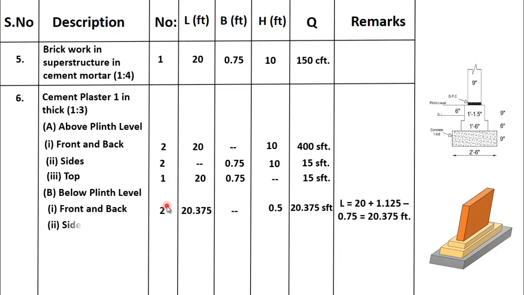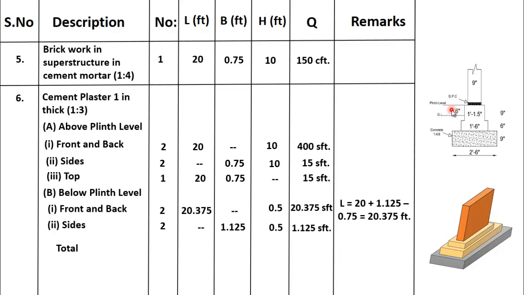Now we will calculate quantity of plaster work for sides. This side and the opposite side, there are two sides. Length is skipped. Width of the side is 1.125 feet and the thickness of the side above ground level up to plinth level is 6 inches or 0.5 feet. After simple calculation, we will get 1.125 square feet.